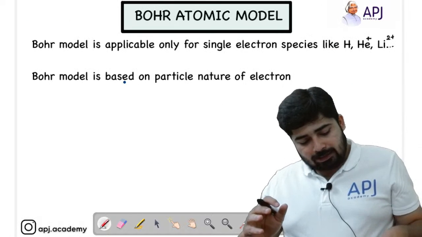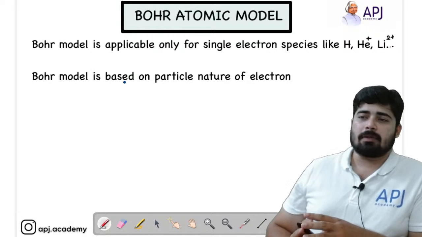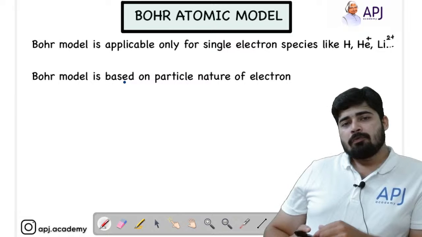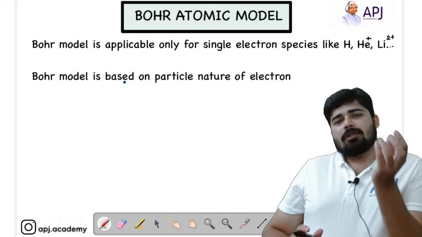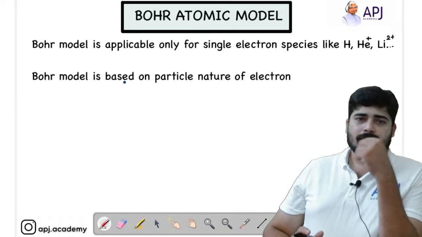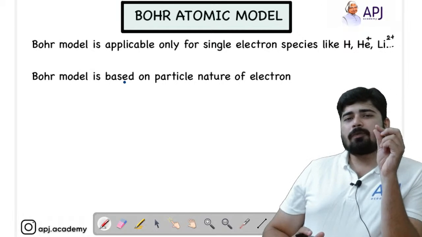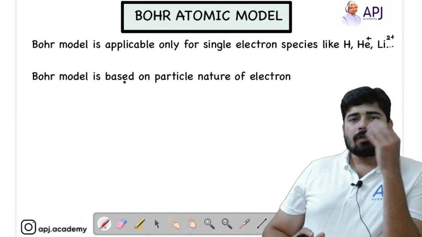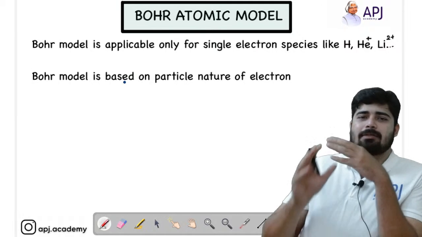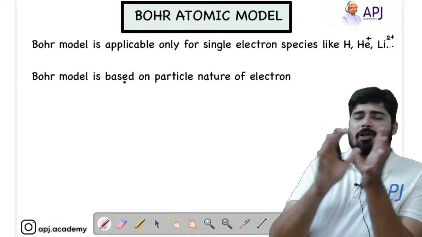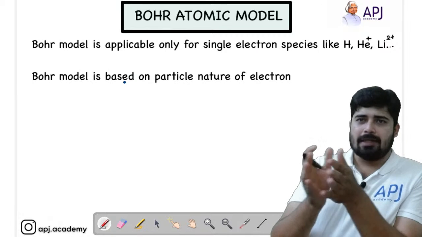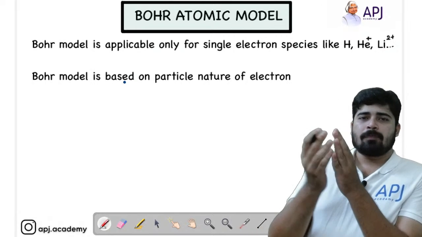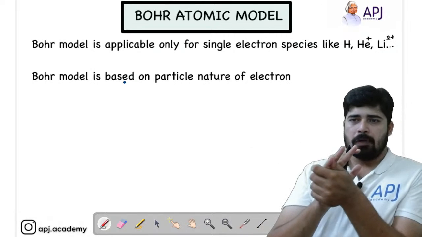Now let's start with the topic Bohr atomic model. First of all, you have to understand, we know that the atom is the basic unit of matter. The atom is the basic or fundamental unit of matter. And we have already discussed in some basic concepts that in an atom there are three subatomic particles: there is a nucleus in the center, where protons and neutrons are present, and electrons are revolving around it. Okay.